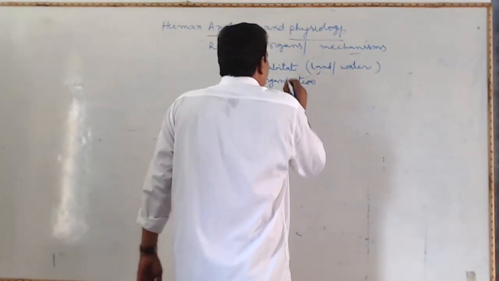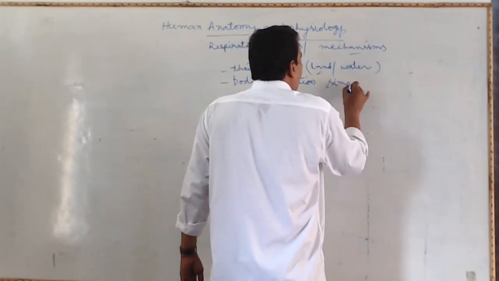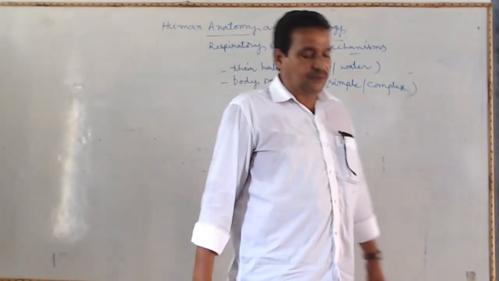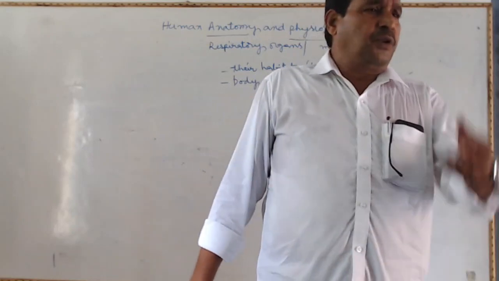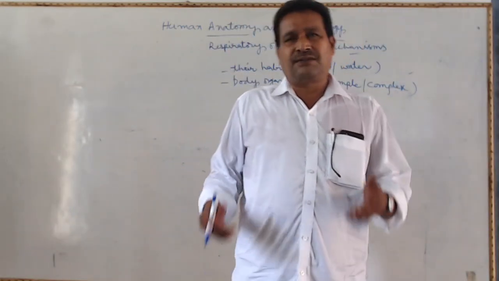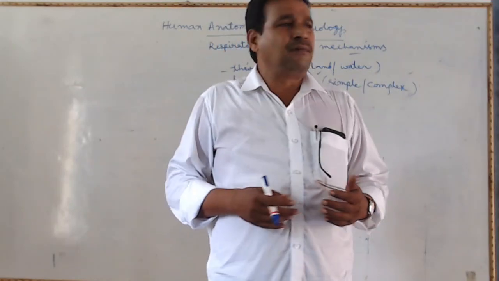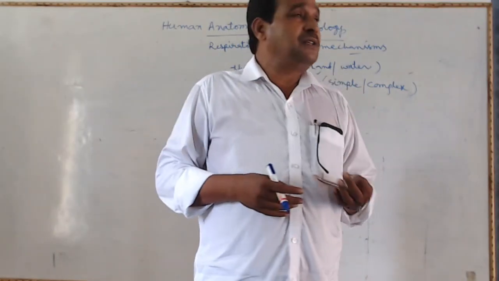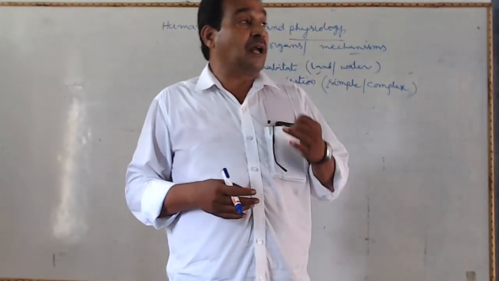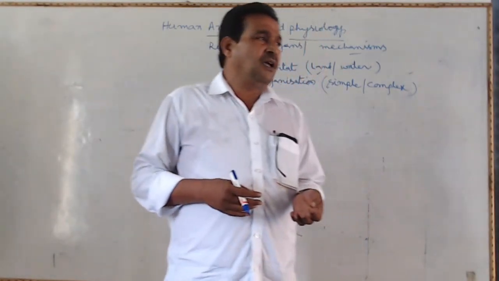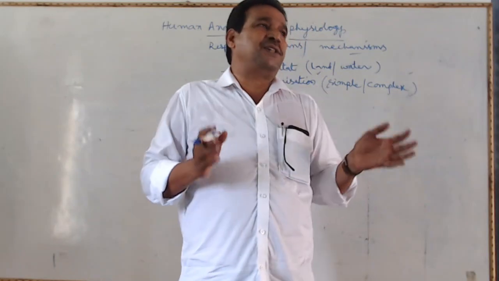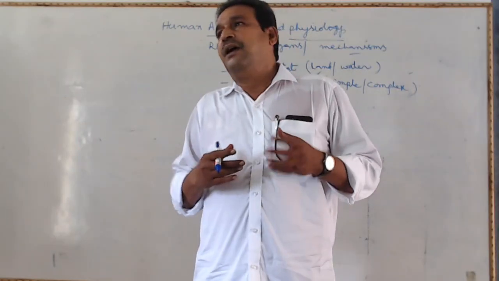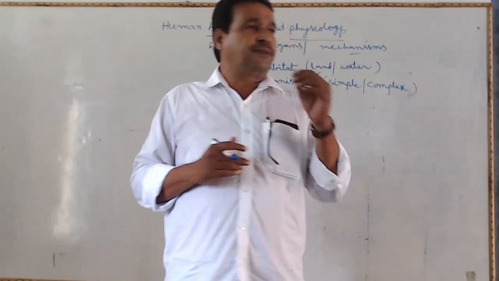Body organization, that means simple or complex. For example, in your first year zoology, there are different grades of organization: cellular grade of organization, tissue grade of organization, organ grade of organization and organ system grade of organization. It is simple to complex. Now, in the evolutionary aspect, we are talking simple to complex, depending on the body organization.